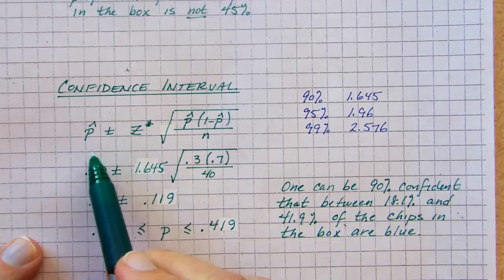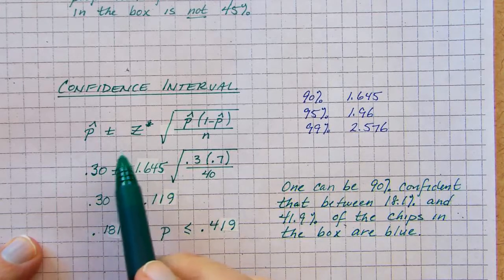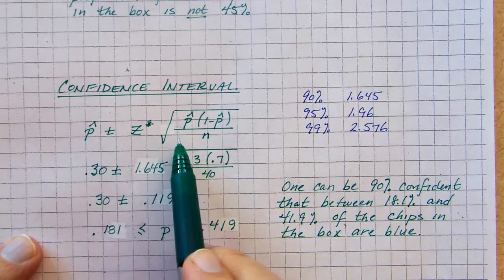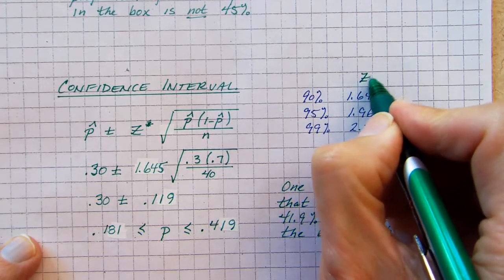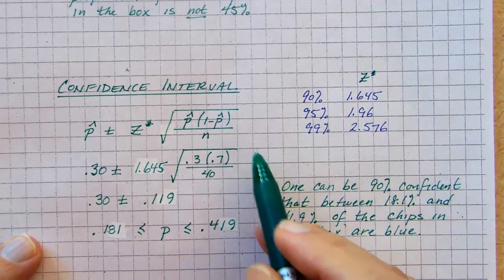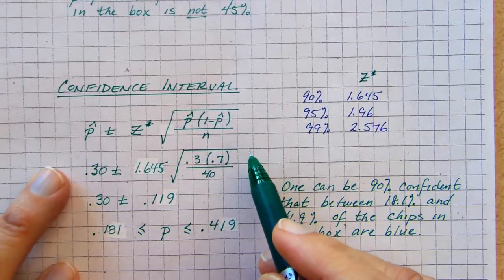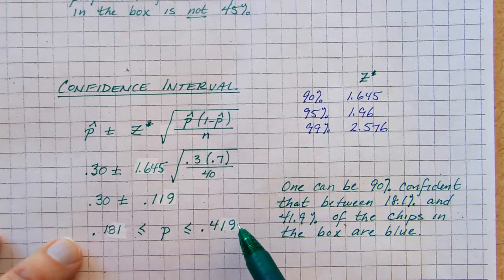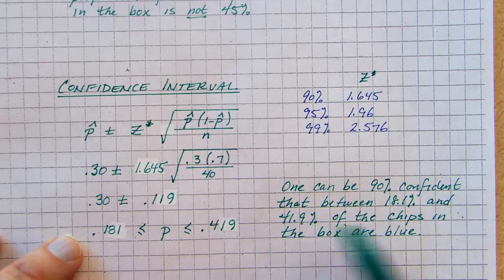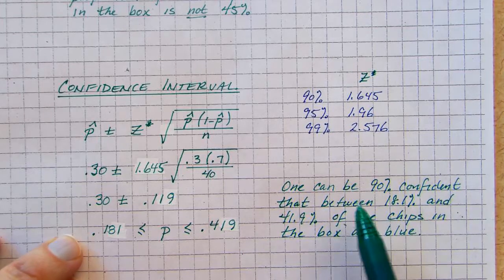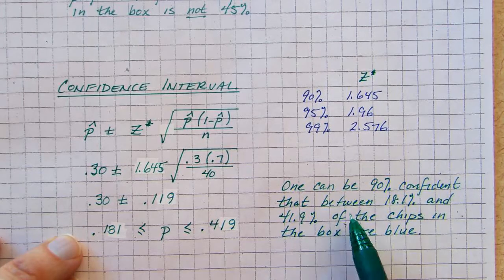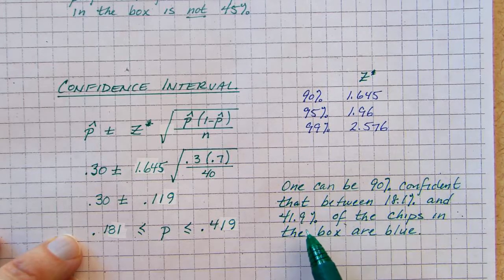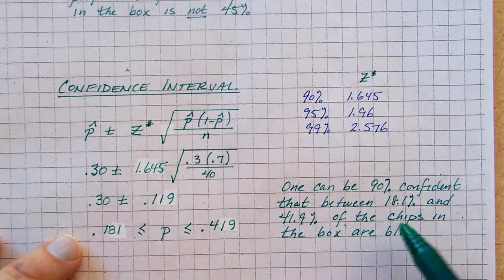And so here's a recap of how to do a confidence interval. Here's the structure. Here are the various Z stars that you use when constructing a confidence interval. So I went through and did all the calculations, and over here then is the interpretation. One can be 90% confident that between 18.1 and 41.9% of the chips in the box are blue.